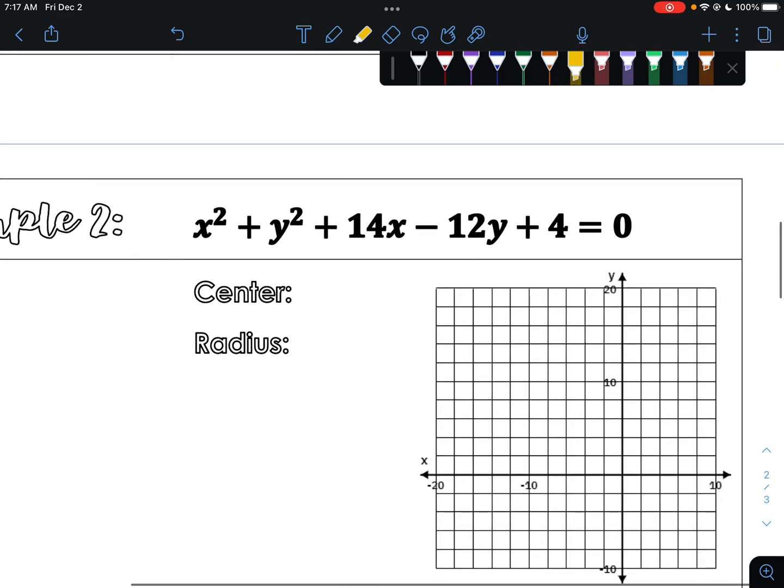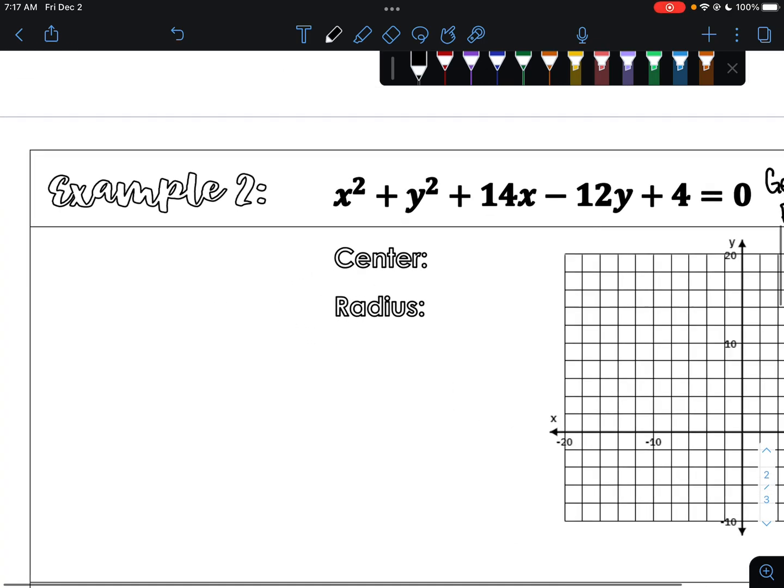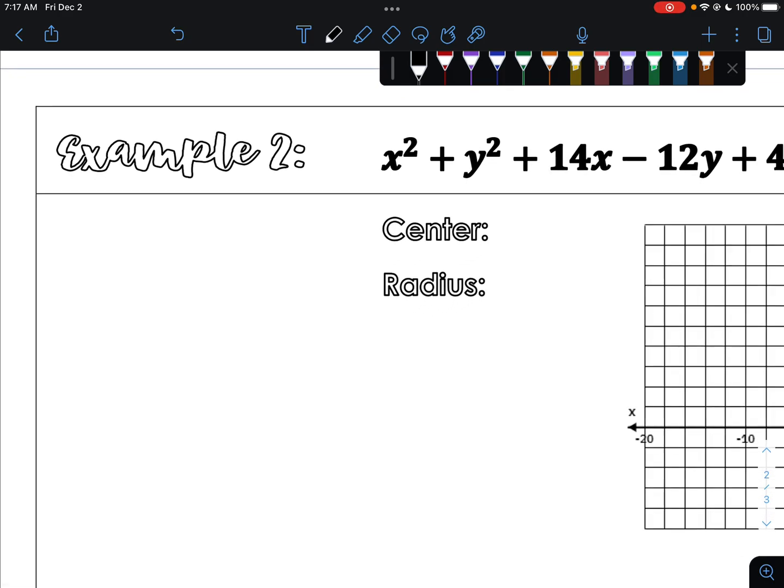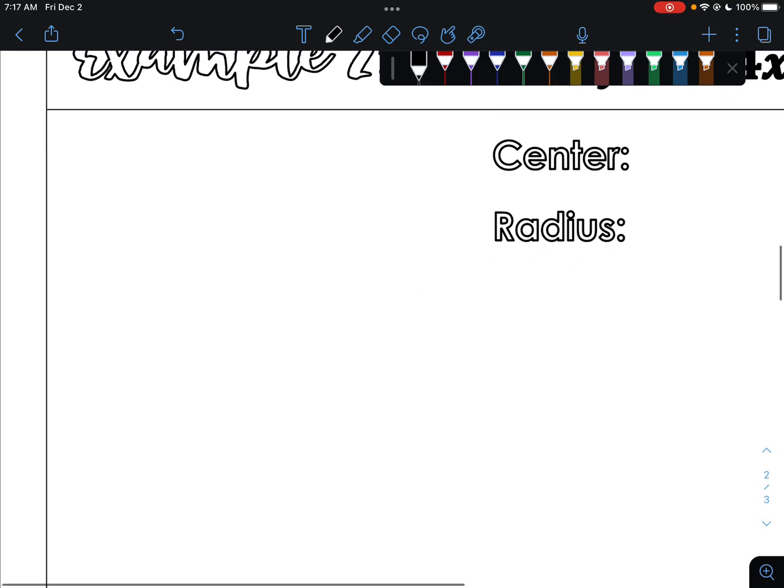Example number 2 is given to us in that general form. So I need you to be able to see that there are two things being squared. And that means it's going to be a circle as of right now. So we need to put this into our standard form. To do that, we're going to have to complete the square twice within the same problem. So look and see how I have this written. So my x variables are going to be in one color. My y variables will be in the second color.